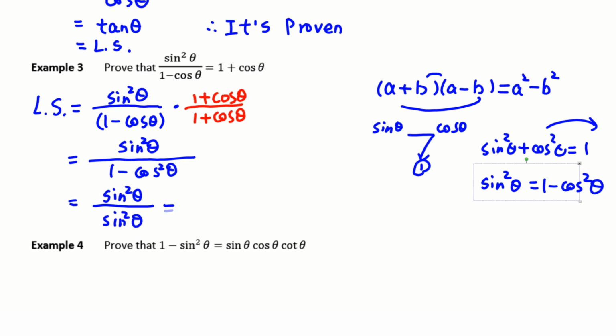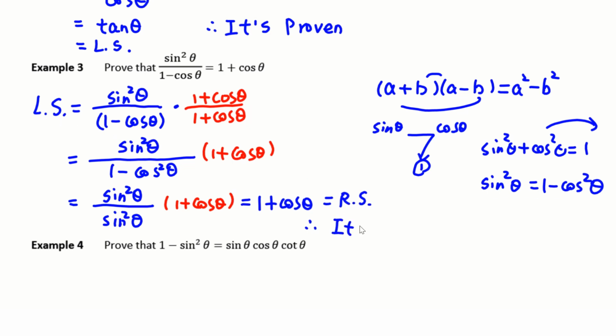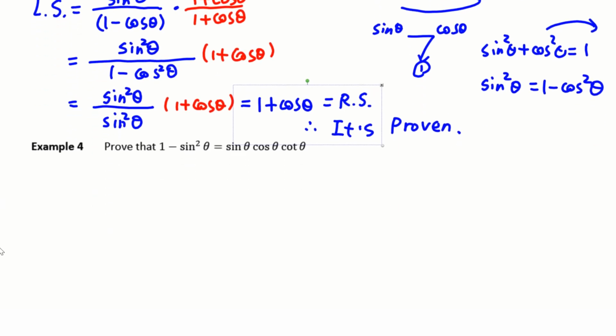And don't forget, when you multiply the denominator, you still have the numerator left here. So we don't touch it because it is the same as your right side. So this cancels out, and you will have 1 plus cosine theta. Then that is your right side. So now you have proven that left side equals right side. Therefore, it is proven, and this question is done. Then you could pause and practice.